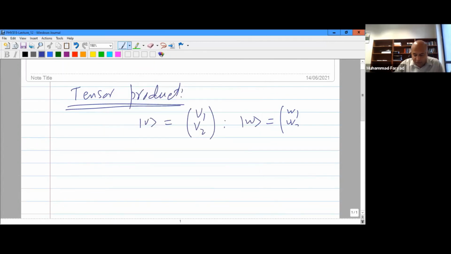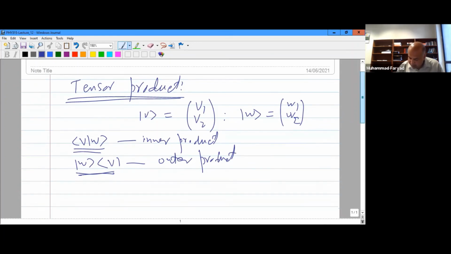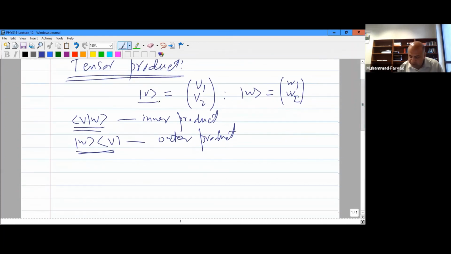Let me save it. Okay, so suppose we have two kets, V and W. So far we have worked out products like this, like bra V and ket W. This is called a bracket, and this was called the inner product. And then we worked out the product of ket and bra. This is called the outer product, and this is helpful in representing operators. And now we are going to introduce the products of kets with kets. And similarly, we will be able to define the product between bras and bras.